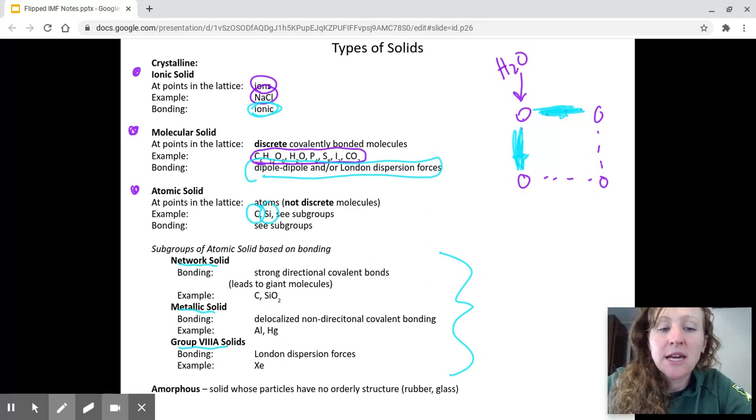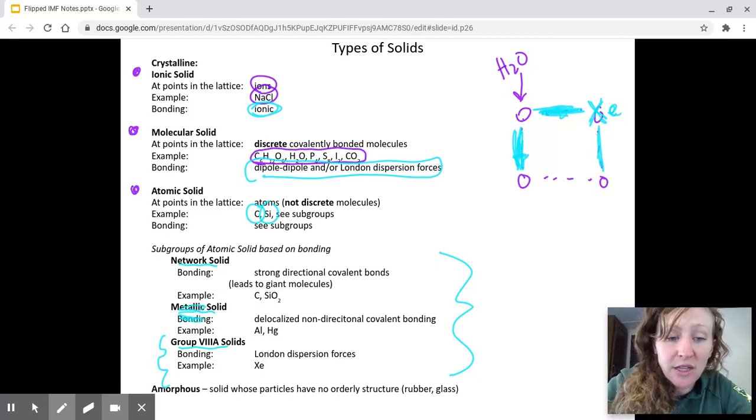So some of these, like the group 8 solids, anything that has a noble gas at each point in the lattice, it's going to be held together by London dispersion forces. It's not going to be a super strong bond. These molecules are going to fall apart very easily, and they're going to be overcome by kinetic energy very easily too.